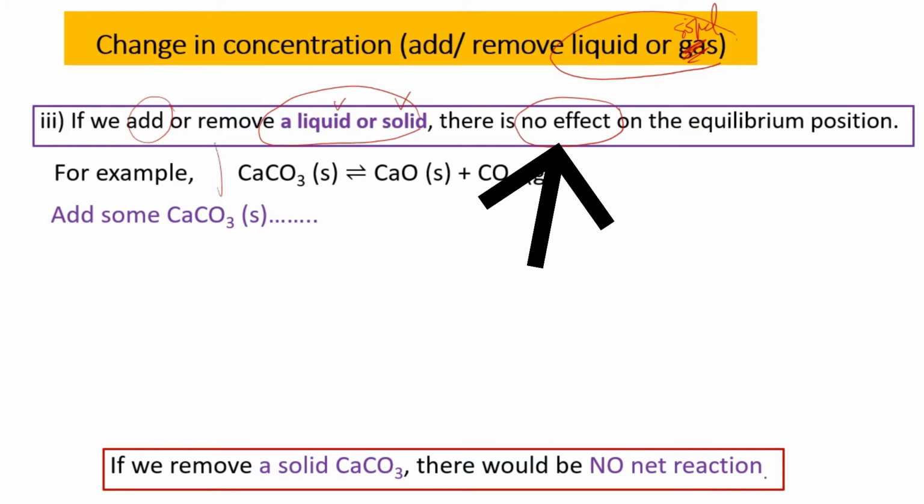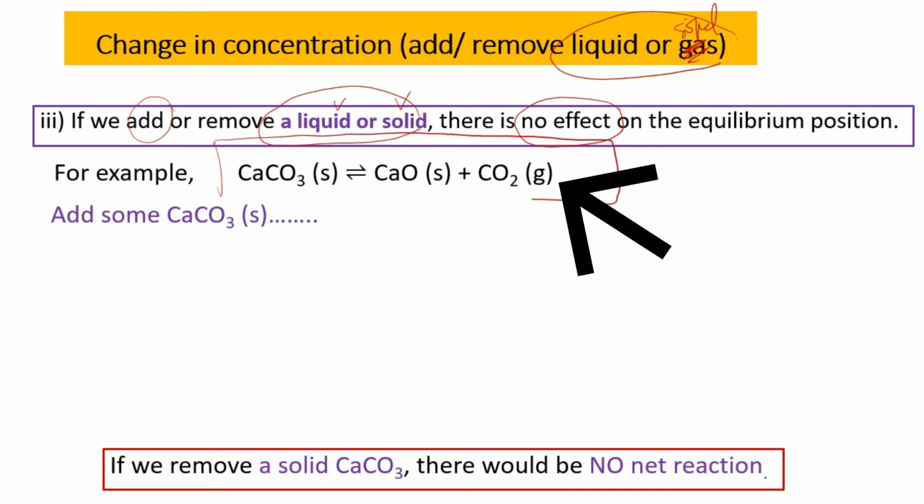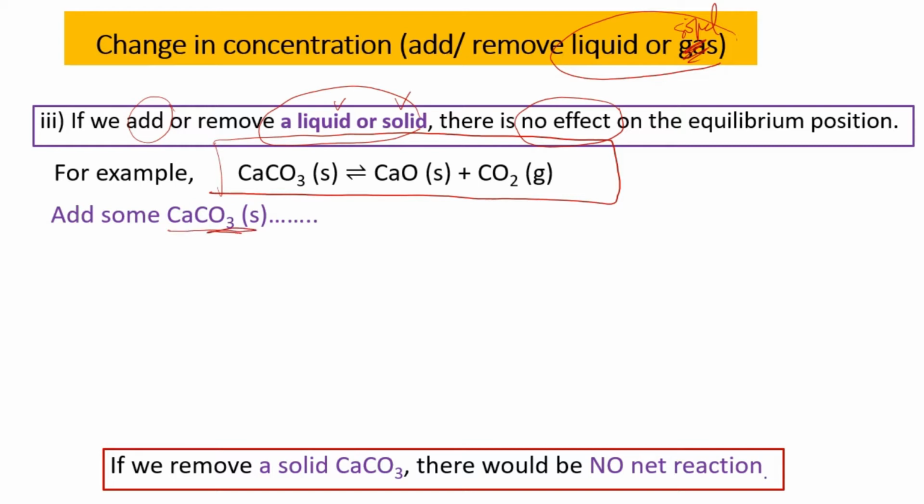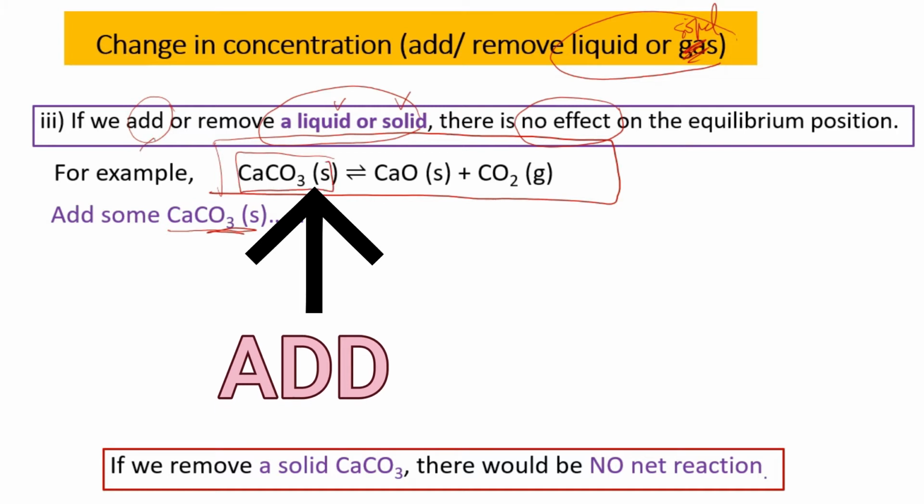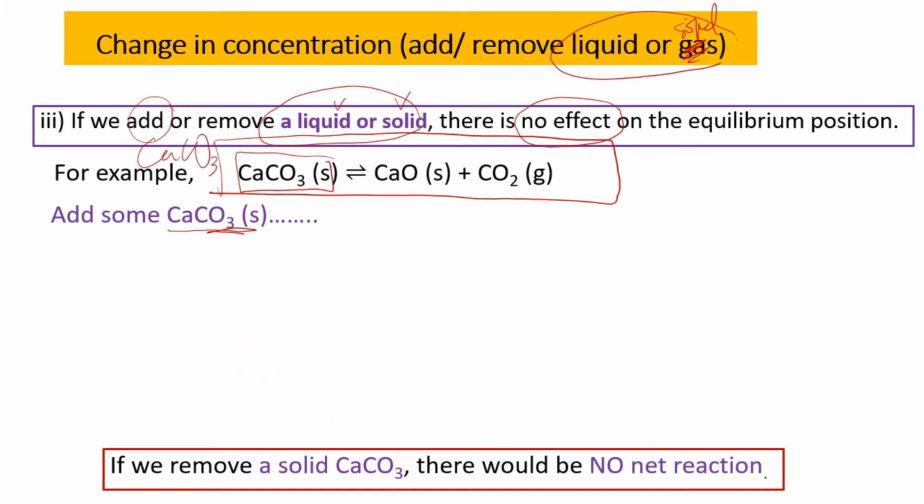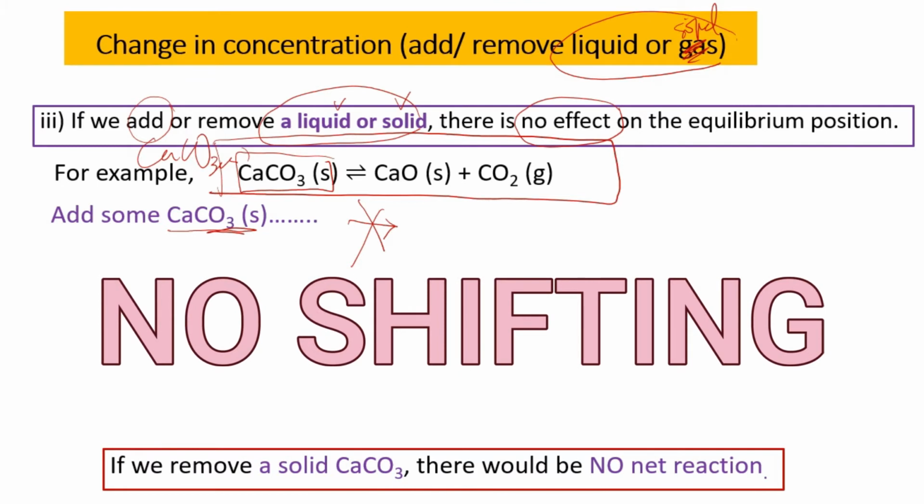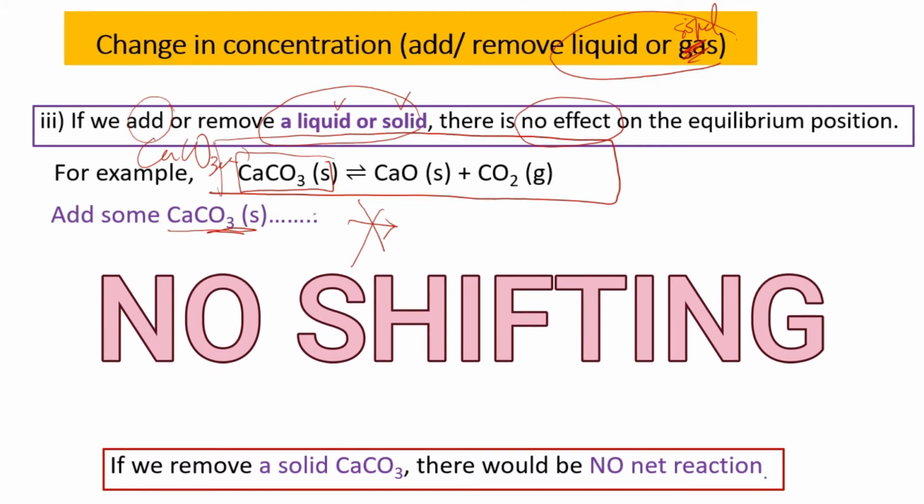If you have a system which is already at equilibrium, we try to add calcium carbonate, which is a solid. This is calcium carbonate, so we add more calcium carbonate. Maybe you would think that the system tries to rebalance by shifting to the right, but actually nothing happens. Why? Let's look at the system.